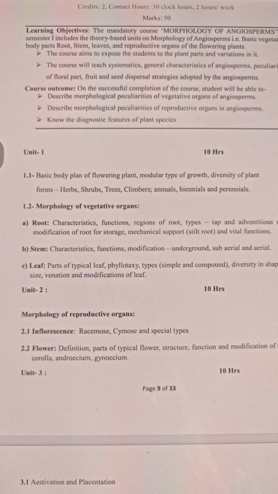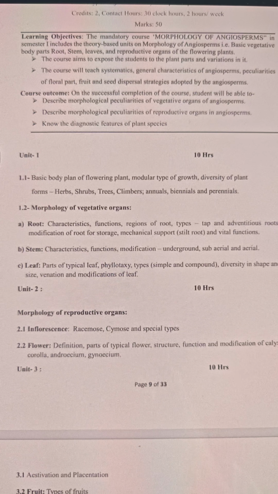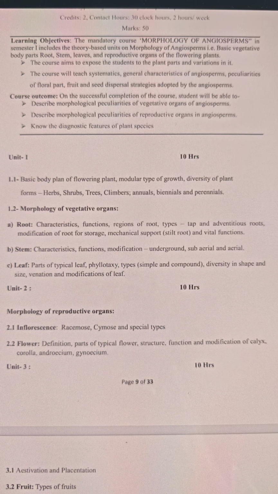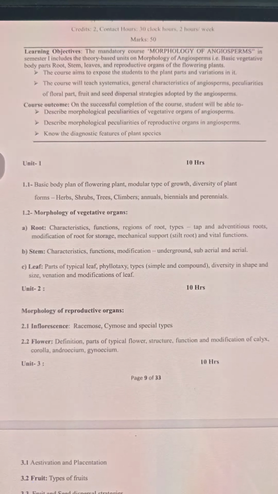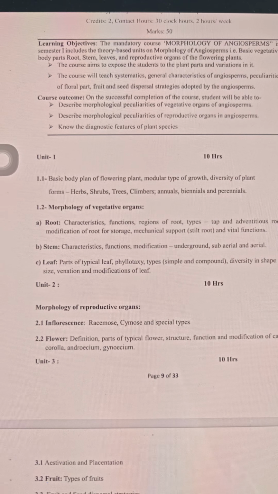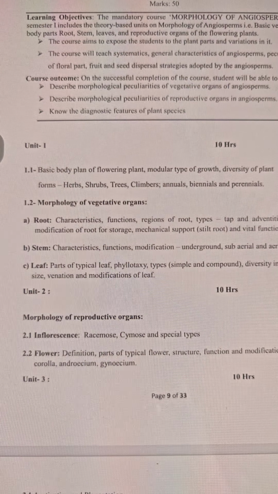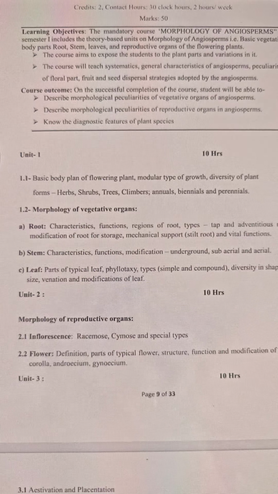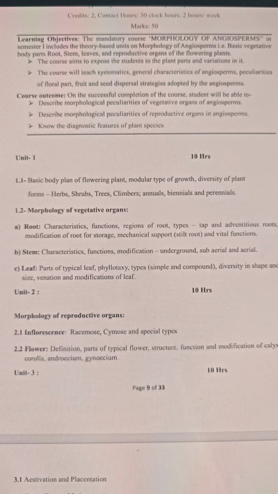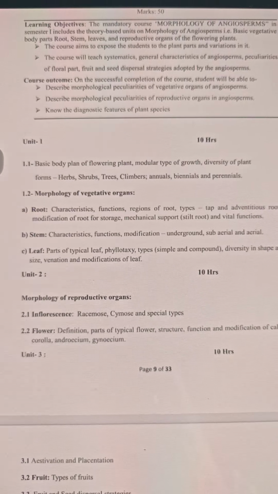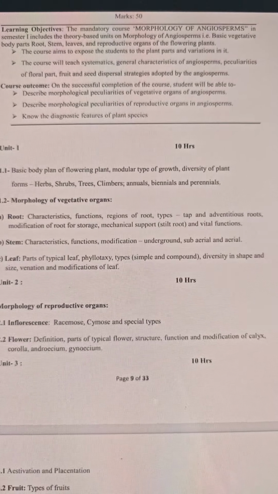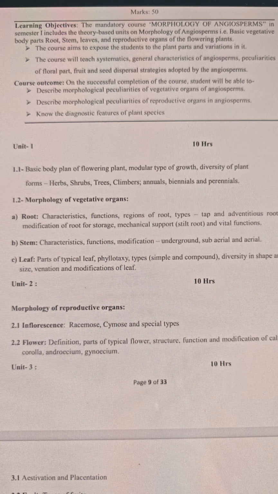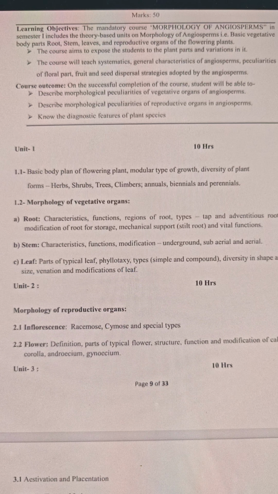Next is B, that is stem: characteristic function, modification in underground, subaerial and aerial. So as it says, what we are going to study in this is the characteristic of the stem, which is the most important part of the shoot system. So the characters, functions, and its modifications. Okay, so there is subaerial, underground, and aerial. So these are the modifications of the stem, and that we will discuss in this.